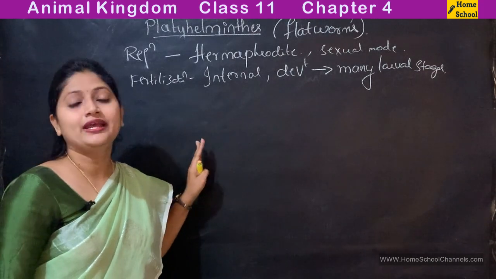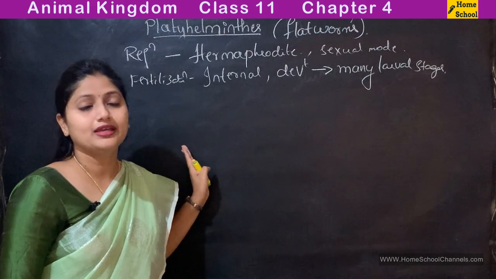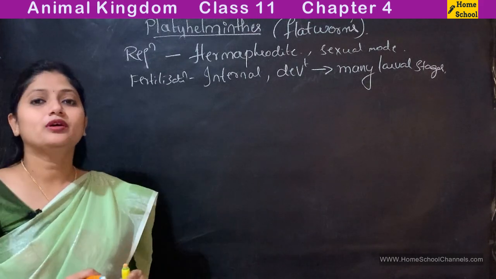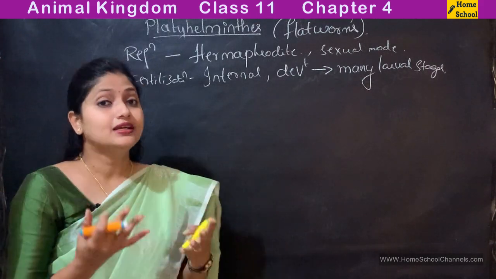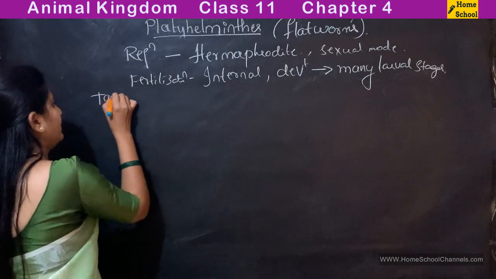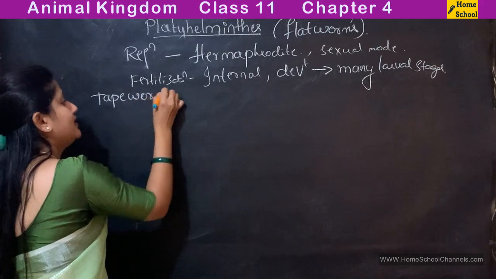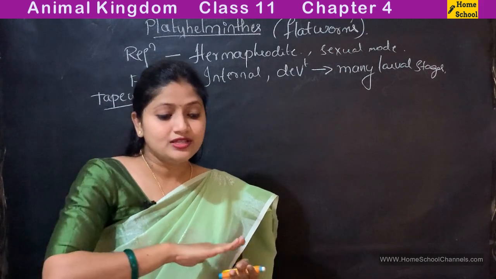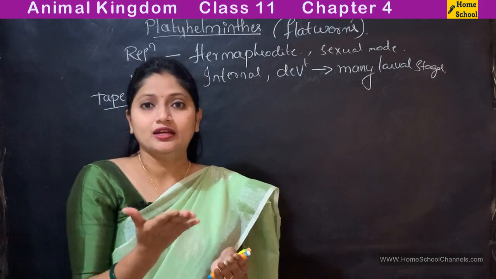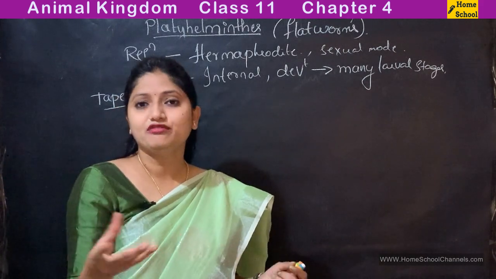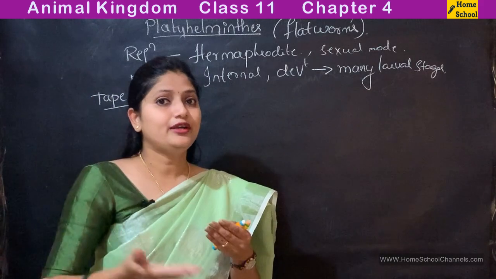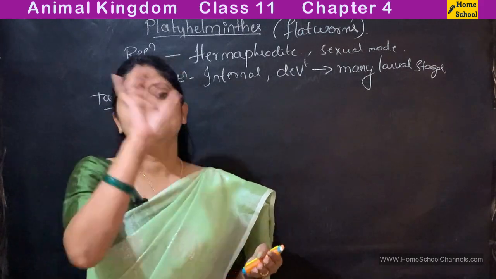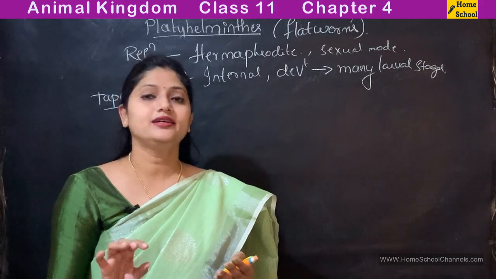Now we will take one example. We will draw the structure of a Platyhelminthes member and then see its body details. The best example for the Platyhelminthes is the tapeworm. Why is it called a tapeworm? That is because it is dorsiventrally flat. How does a tape look? It is very flat from the dorsal side as well as from the ventral side, from both sides it is flat, isn't it? Since it resembles a tape, we call it a tapeworm.